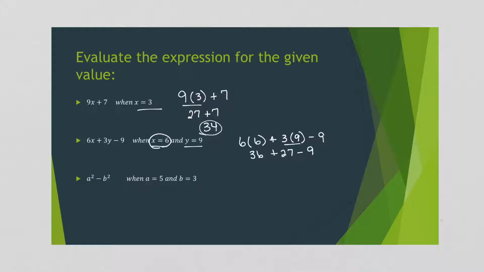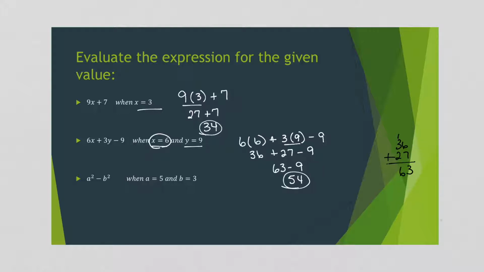Off to the side, I'm going to do some math. So I've got 36 and 27. I'm going to add those together. I get 63 there. So I've got 63 minus 9. And then whenever I subtract those, I get 54.